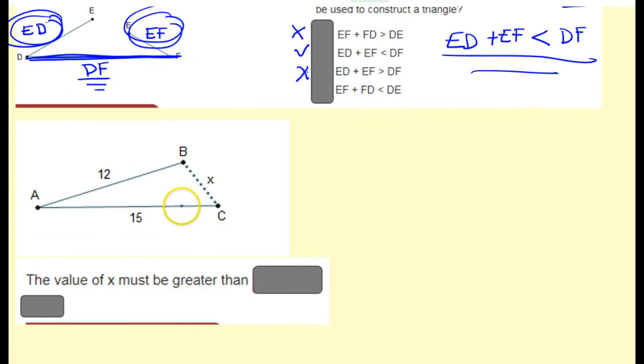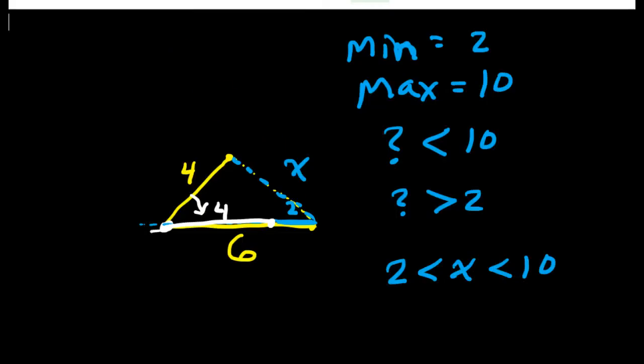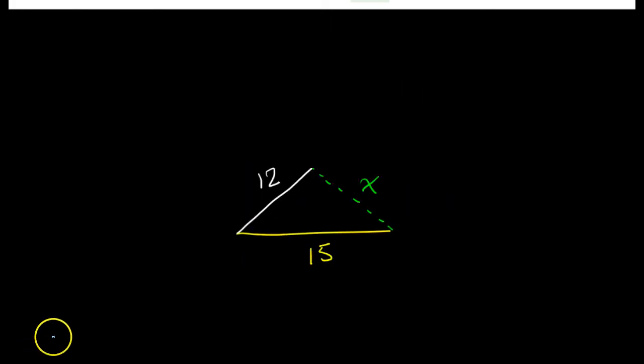Okay, this is just like the black screen that I showed you at the very beginning. Let's see, 12 and 15. Let's go back to this again. Okay, I'm just redrawing it here so I have space. Again, imagine that this is a hinge. I want to know the possible lengths of this third side X. Think of this as a rubber band.